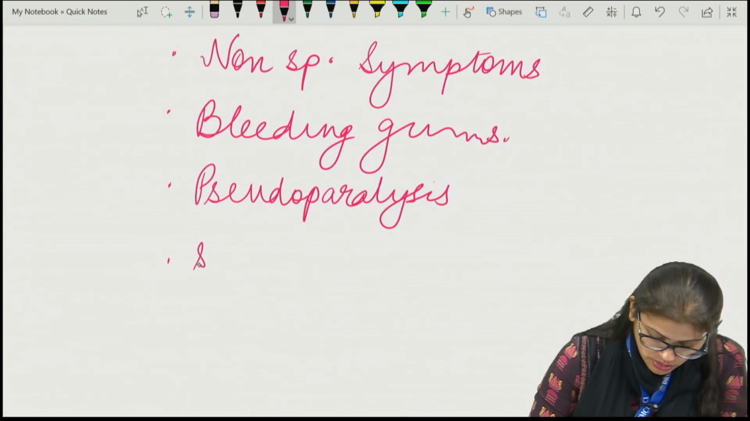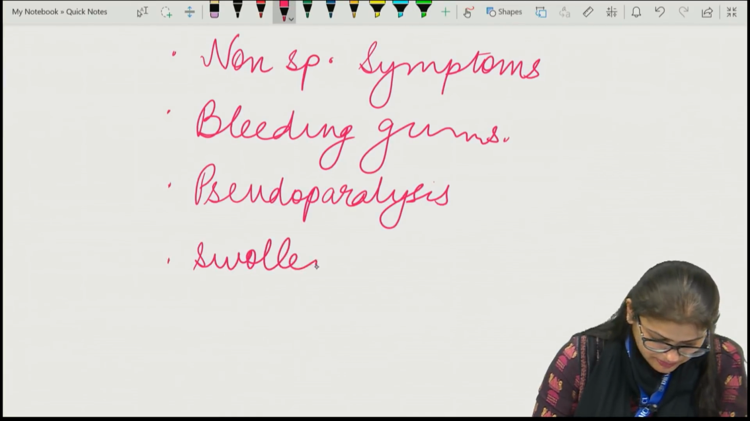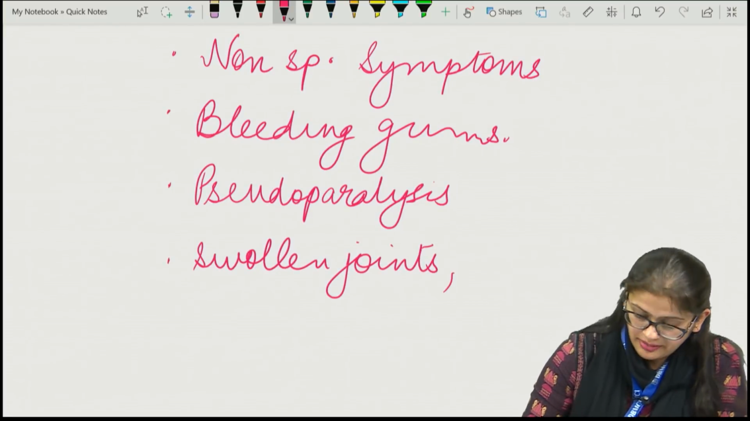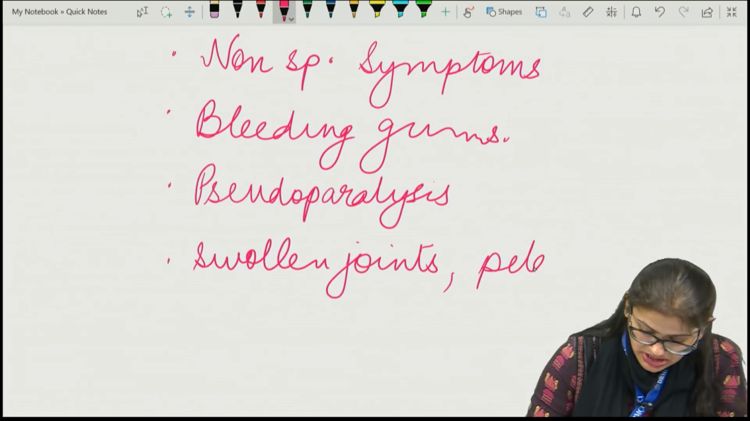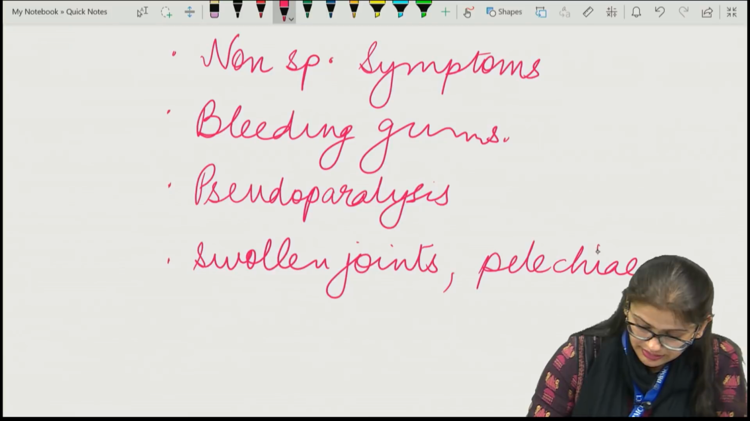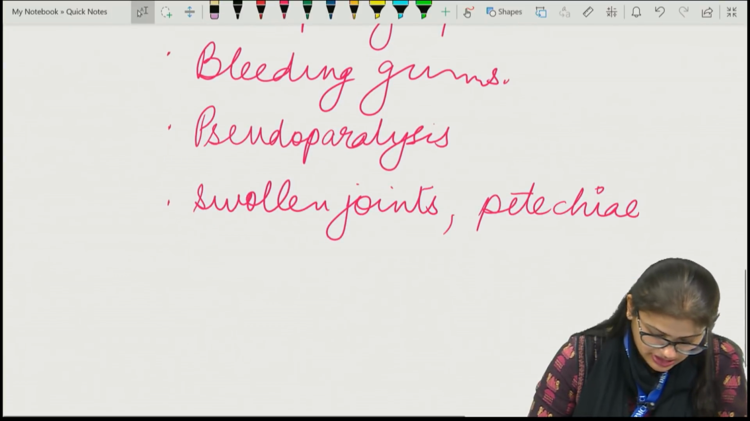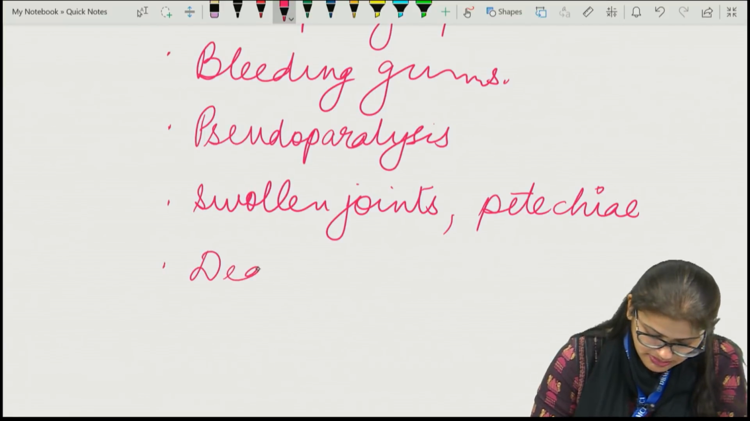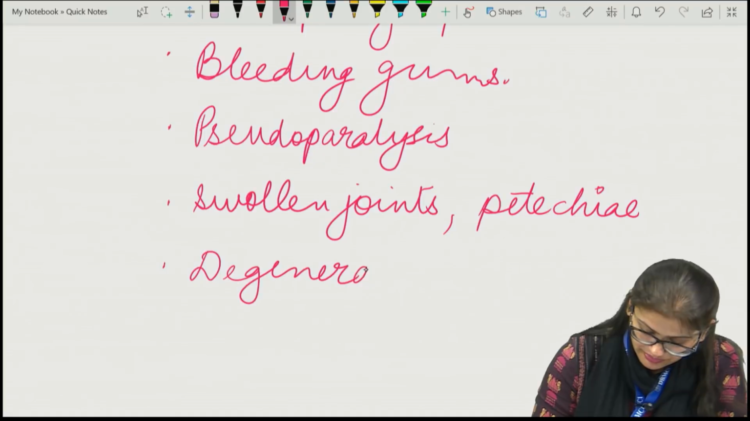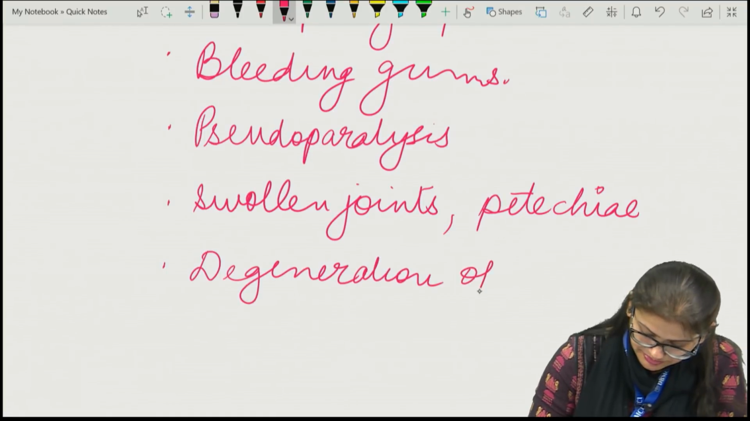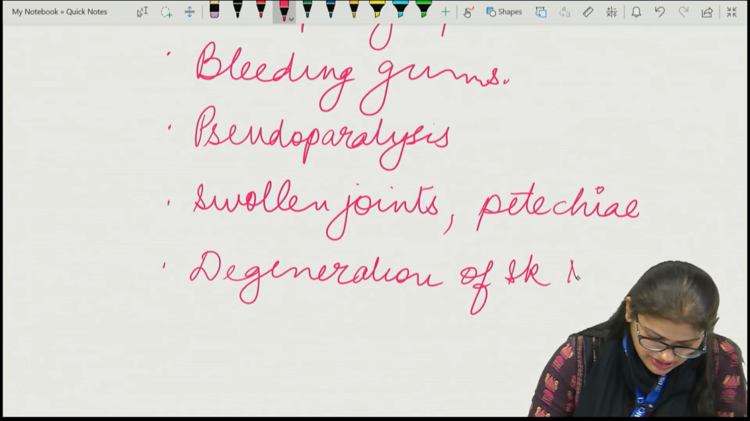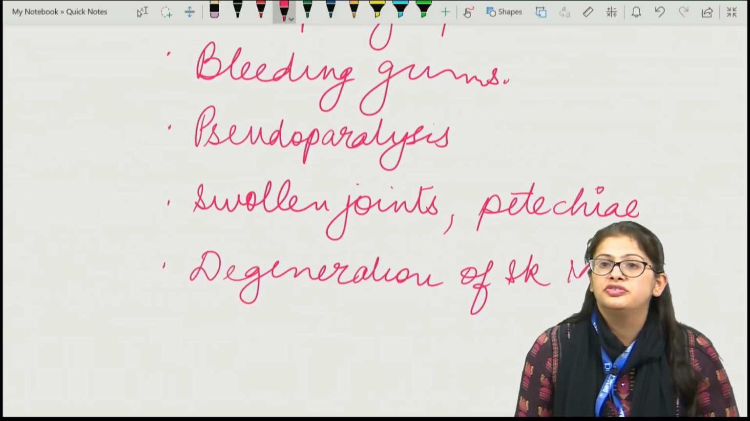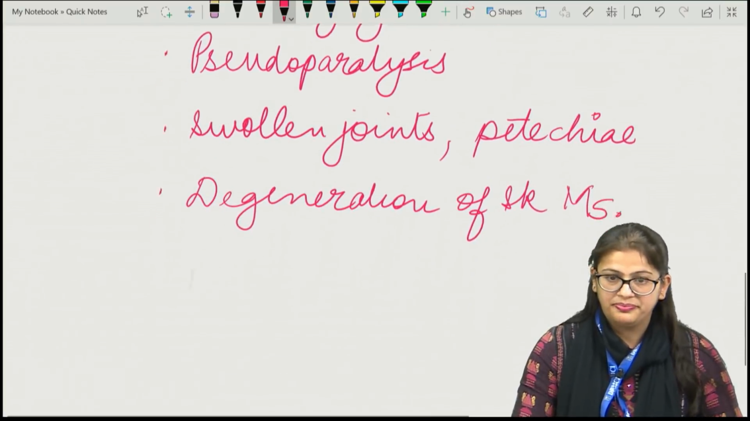So there can also be swollen joints. There can be bleeding in the skin, which can manifest as petechiae or purpura. And severe vitamin C deficiency may result in degeneration of skeletal muscle as well. It can also result in cardiac hypertrophy, bone marrow depletion and adrenal atrophy as well.